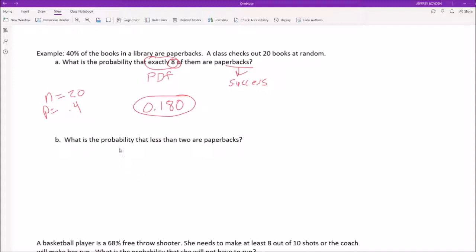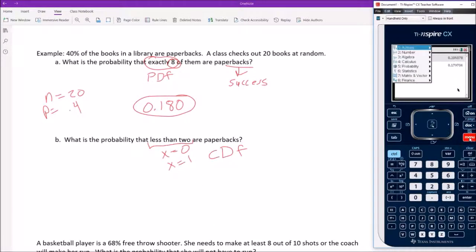And then what about the next question? The probability that less than 2 are paperbacks. Well, hold on. Less than 2 means that we could have no paperbacks, or we could have 1 paperback. So you see here, this is a little different because we have a range of values. It's a small range, but it is a range of values. And so in this case now, we need to use CDF. Now, it's possible to use PDF once for this one, PDF once for this one, and add the results together, but why would we do that extra work? That doesn't make sense. So let's go do the CDF.